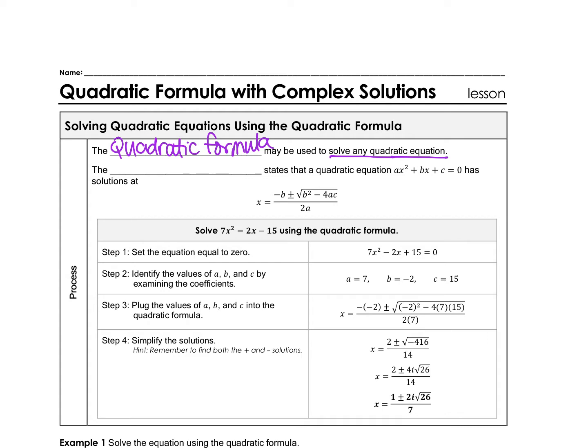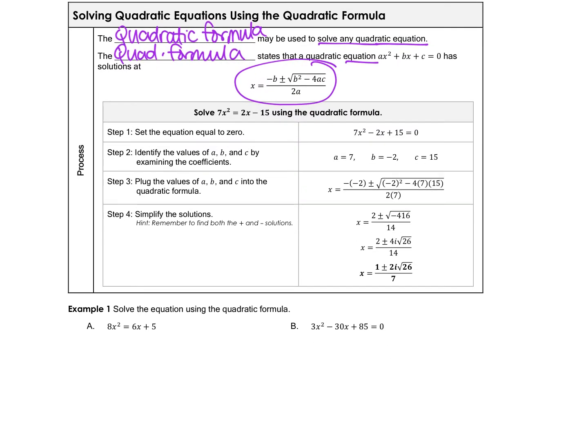The quadratic formula states that the quadratic equation ax squared plus bx plus c equals 0 has solutions at this. So you find a, b, and c after you've set it equal to 0, and then you're plugging into this formula, okay? Once you've plugged into the formula, then you're simplifying your solutions.